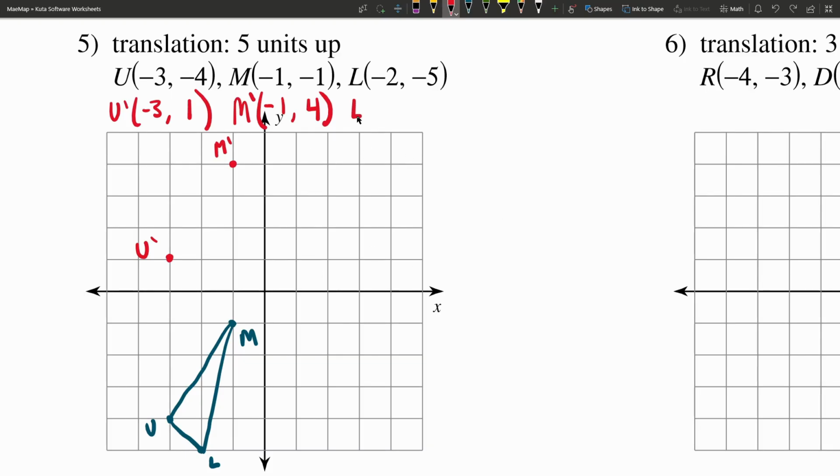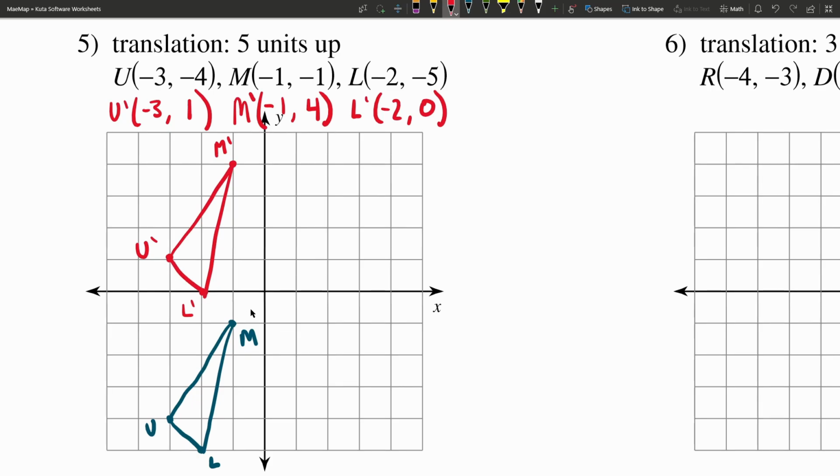So (-1, 4) does indeed check out. Let's do the same for L. We have L prime, not shifting in the x, so it remains at -2, but moving 5 up, -5 plus 5 is going to give us 0. So L prime will be at (-2, 0), or right here. And we can double check, is this a change of 5 up from L to get to L prime? 1, 2, 3, 4, 5 units up. Yes, it is. All we have to do is connect these vertices to form our triangle. U prime to M prime to L prime, and U prime to L prime.